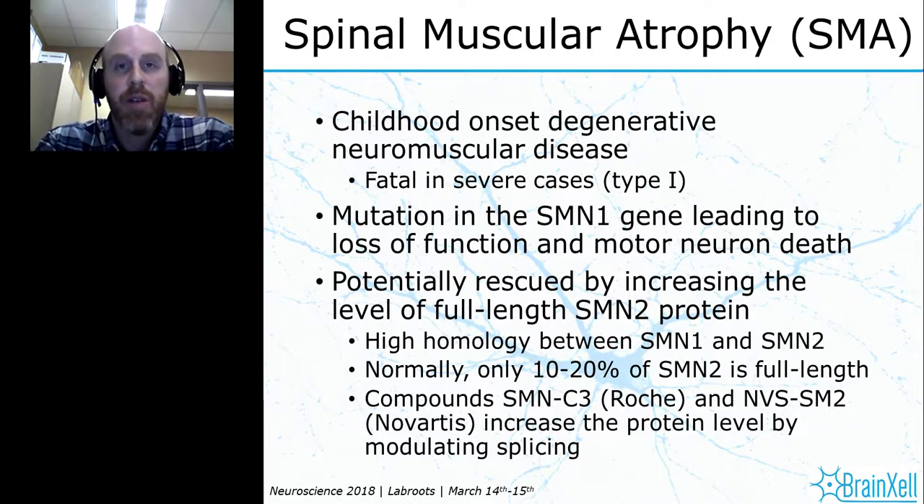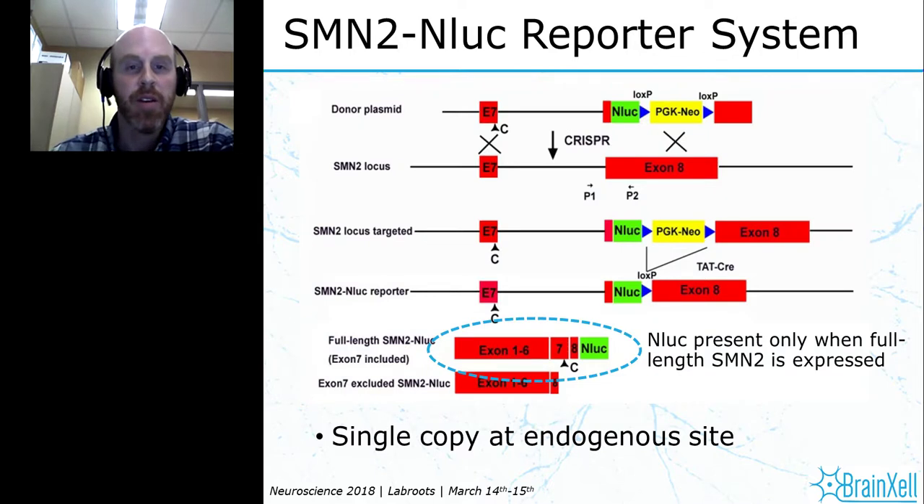The disease has relatively straightforward genetics, involves a mutation in the SMN1 gene, and most approaches to treat the disease have focused on increasing the amount of the SMN2 protein that's produced. So there's this potential rescue effect that can be achieved if the SMN2 level of protein can be enhanced. And so most approaches have focused on changing the splice variants for the SMN2 protein. That's also the approach that we took.